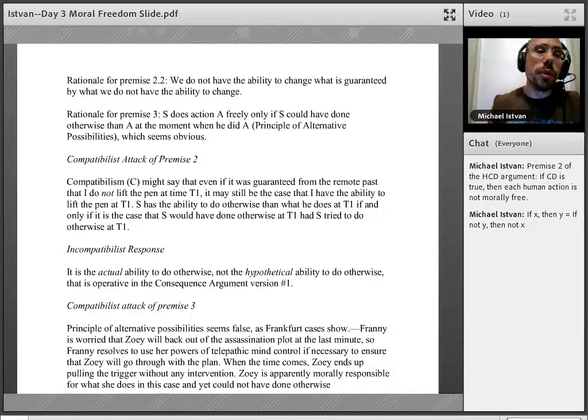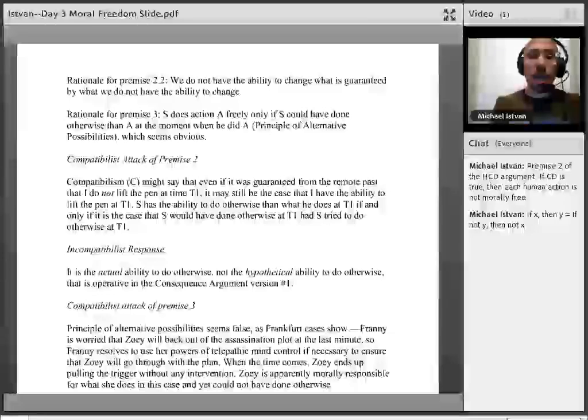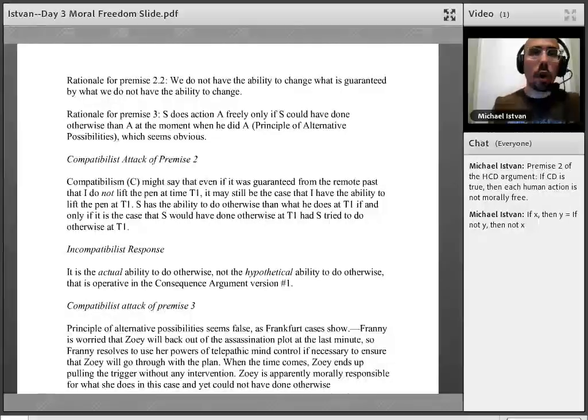But I'm going to go ahead and give you some of the major compatibilist objections to the consequence argument version 1, the abilities version. So the typical compatibilist is not going to object to premise 1. That's an obvious one, barring the time travel scenarios. They're going to go after premise 2. Some compatibilists actually go after premise 3 as well. So I'll give you what they would say to attack both premise 2 and premise 3. But here's how a compatibilist might reject premise 2.